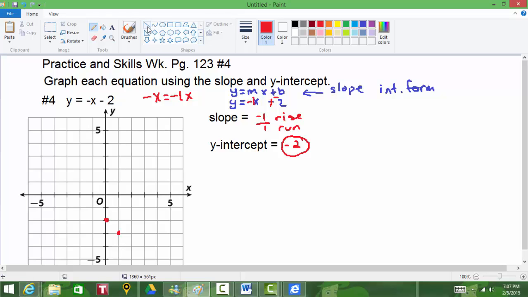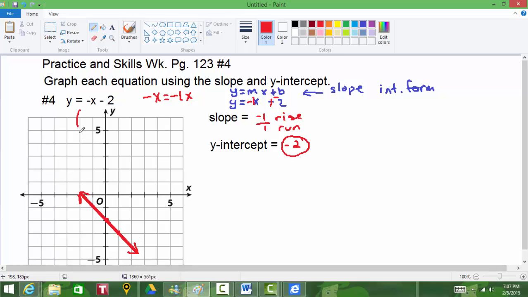And then I can draw the line. Let's see if I can move that over a little bit. And let's make sure that we have some arrows, because remember, this line keeps going on forever in each direction.